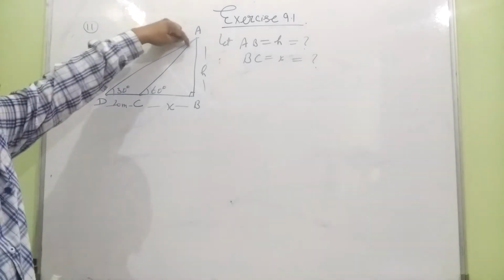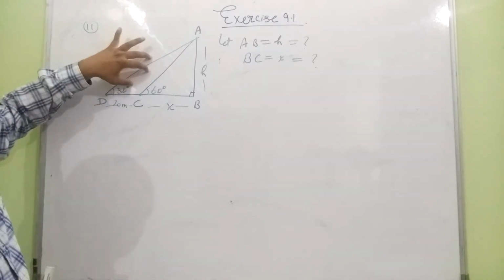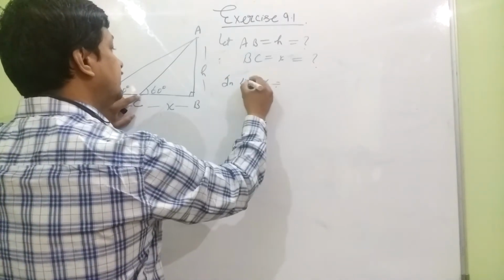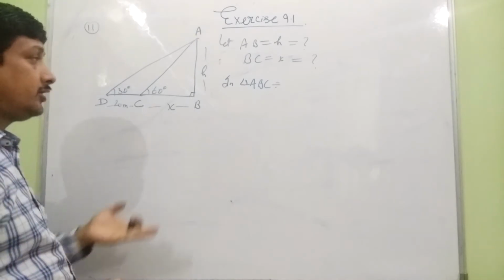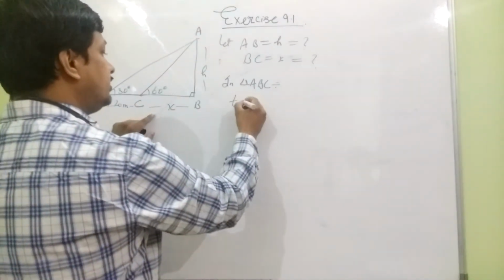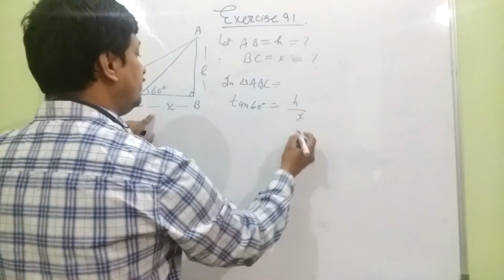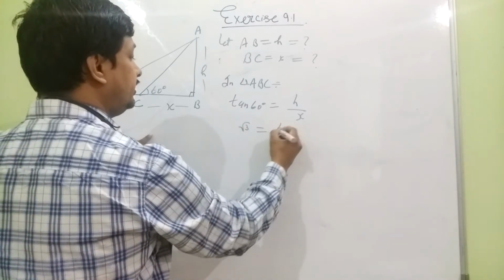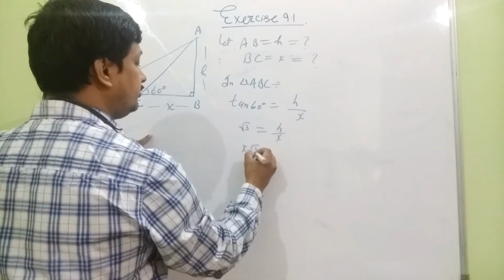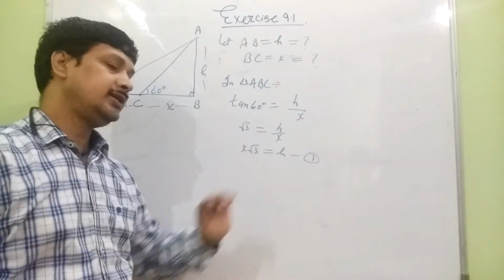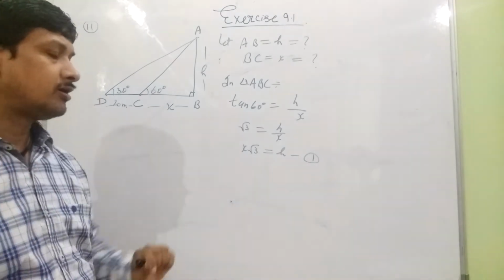Some students take ACD. This is not a right triangle. You will always include the point where 90 degrees is forming. So first of all take triangle ABC. In triangle ABC, which formula will we apply? We are talking about perpendicular and base, so obviously tan theta: tan 60 degree equals perpendicular upon base. Tan 60 is root 3. So by cross multiplication you will get this. This is not any answer or value, but there is a relation. So let us lock it as equation 1.